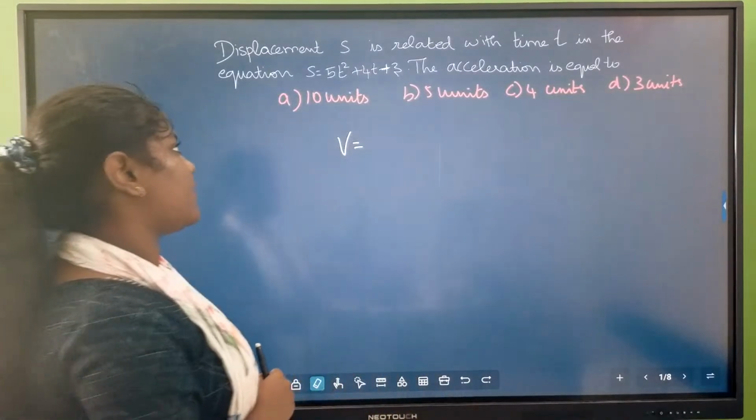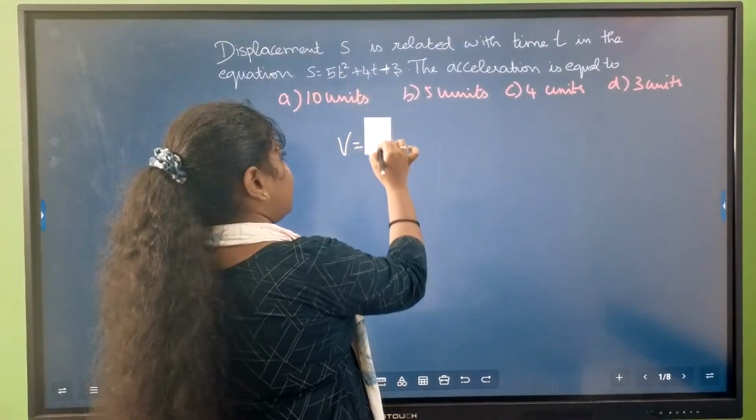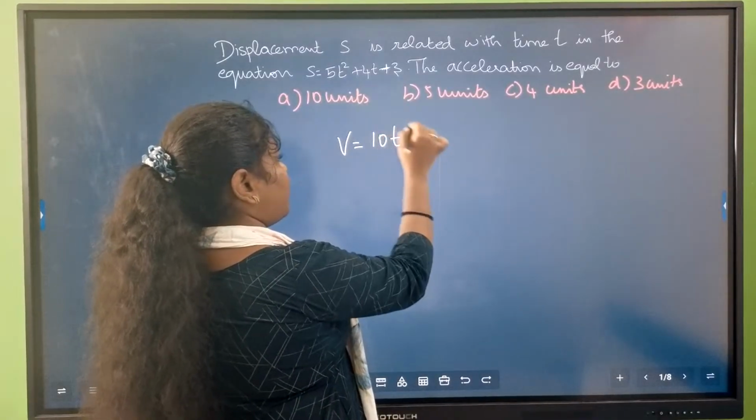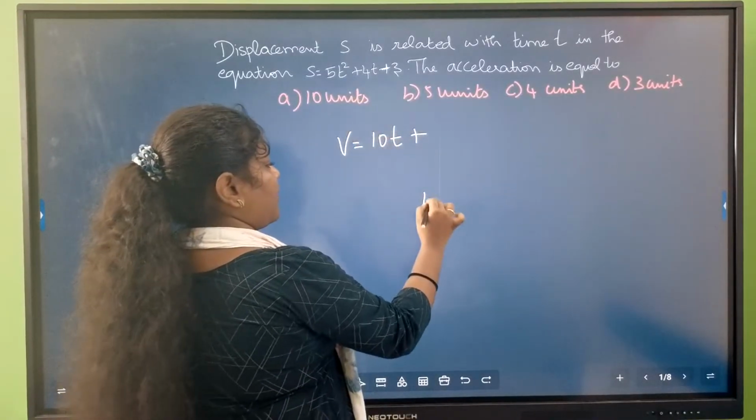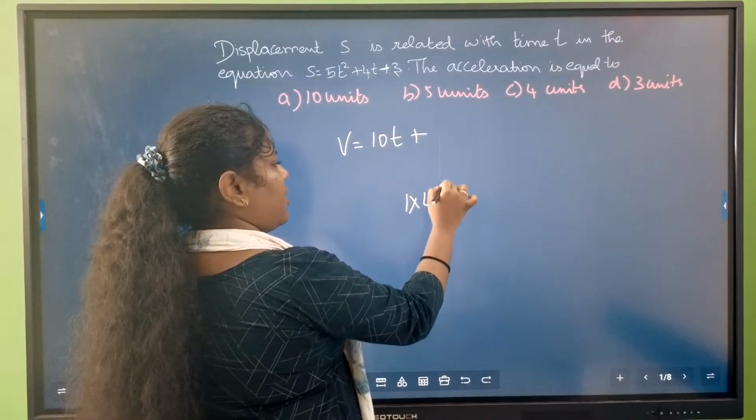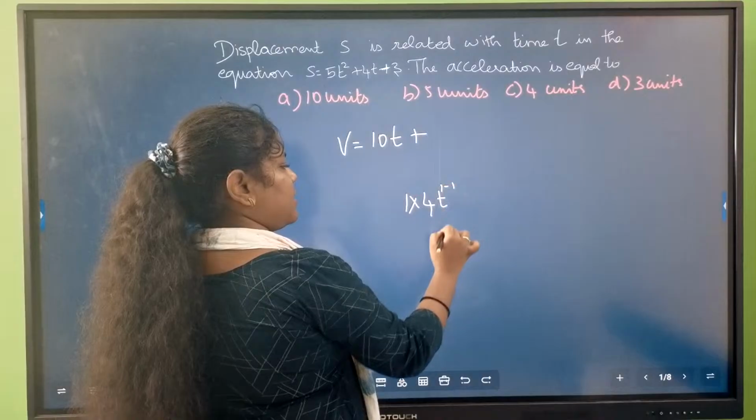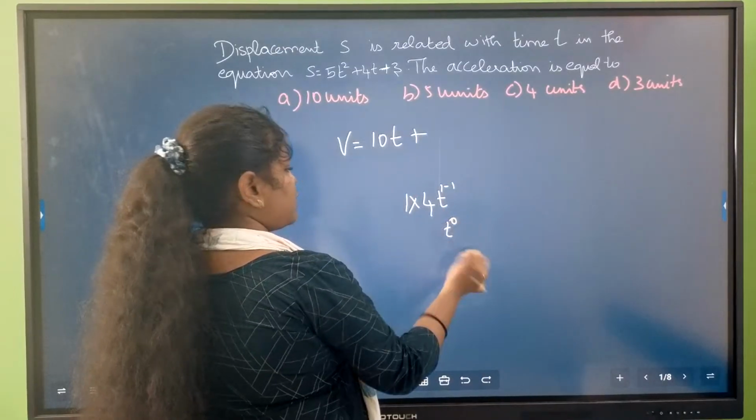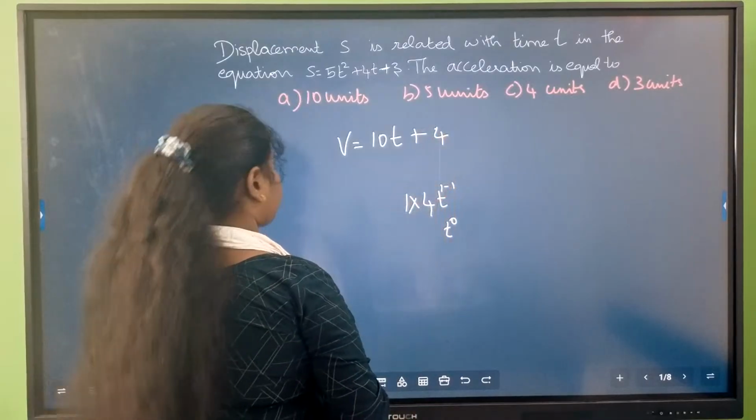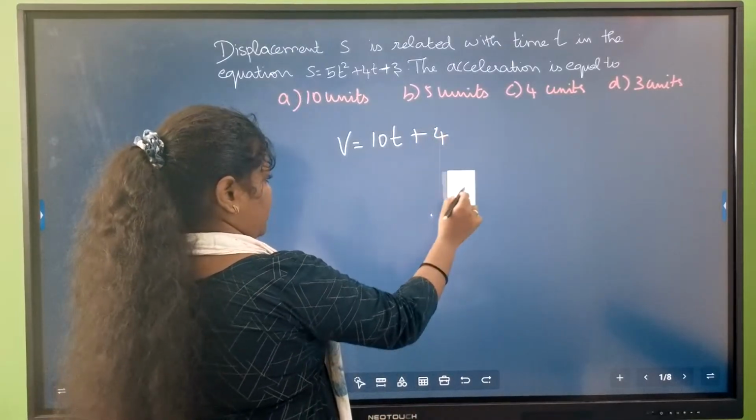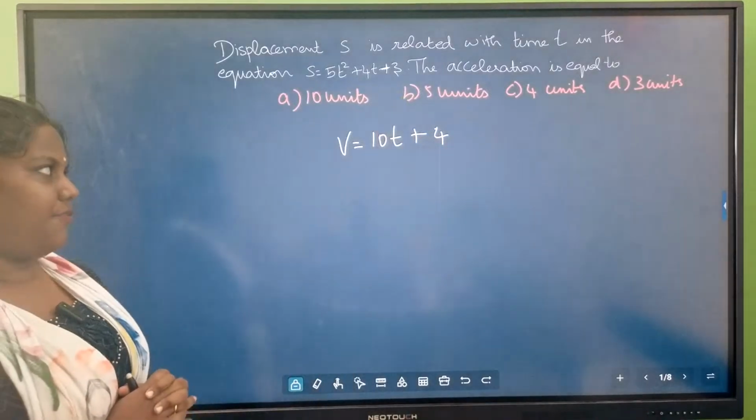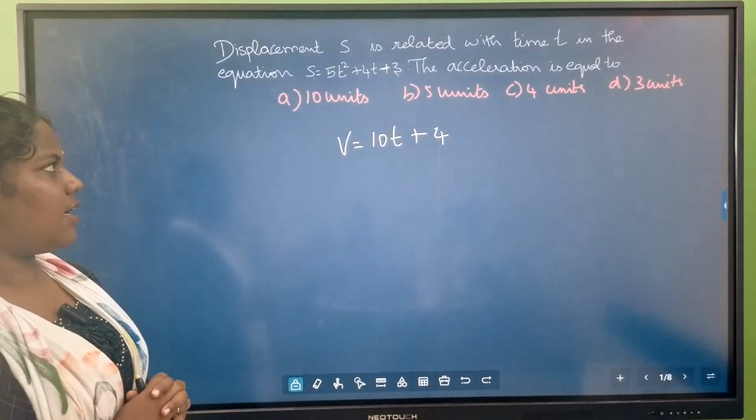Okay. So what will be your v? Your 5t square will be 10t. And what will be your 4t? 4 into t power 1. If you bring 1 backward, it will be 1 into 4, and t power 1 minus 1 will become t power 0. T power 0 is 1, and 1 into 4 is 4. So here you get 4. And if you differentiate a constant, it will be 0. 3 is a constant, so it is 0. This is your velocity.